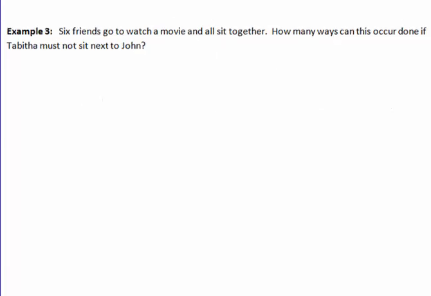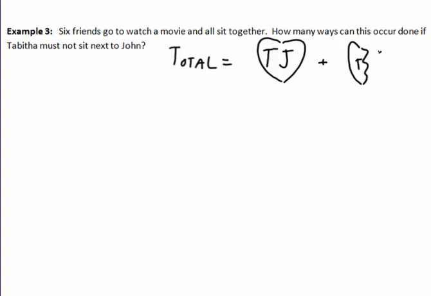What if we want the scenario where they do not sit next to one another? Now, this can be a very complex calculation, but we have to consider what the possibilities are. So our total possibilities are only one of 2 scenarios. We either have Tabitha and John sitting side by side, or it's either going to be Tabitha and John not sitting beside one another. So they're heartbroken because they're not beside one another. That's the only 2 scenarios that can occur. They're either going to be beside each other or not beside one another.